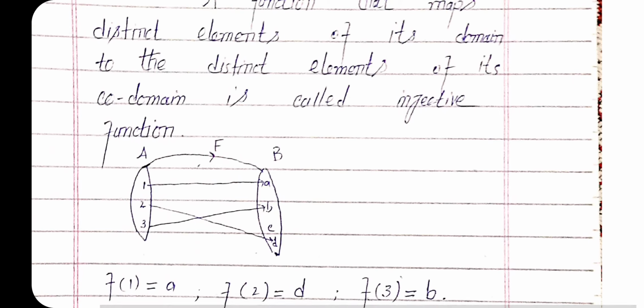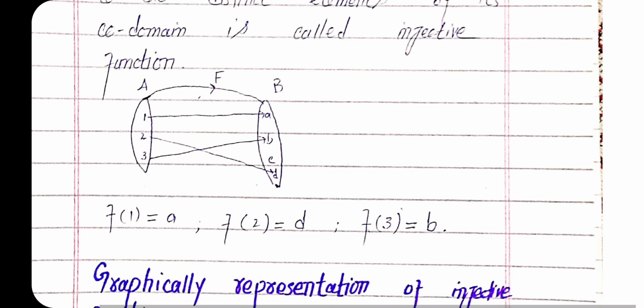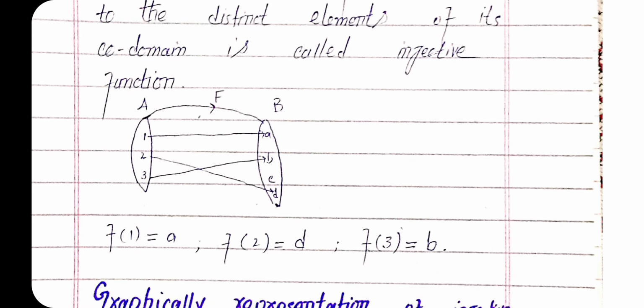Here we have two sets, A and B. f is a function from set A to B. It means A is the domain and B is the codomain, and every element of the domain maps to a different element of the codomain. It means this function is one-to-one. We can clearly see that f of 1 gives us the value a, f of 2 gives us the value d, and f of 3 gives us the value b.